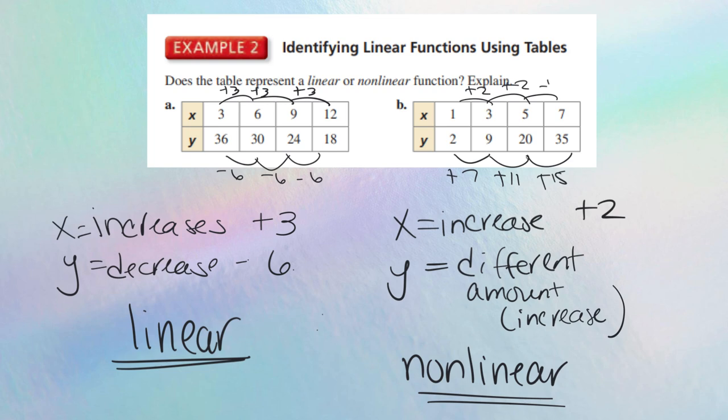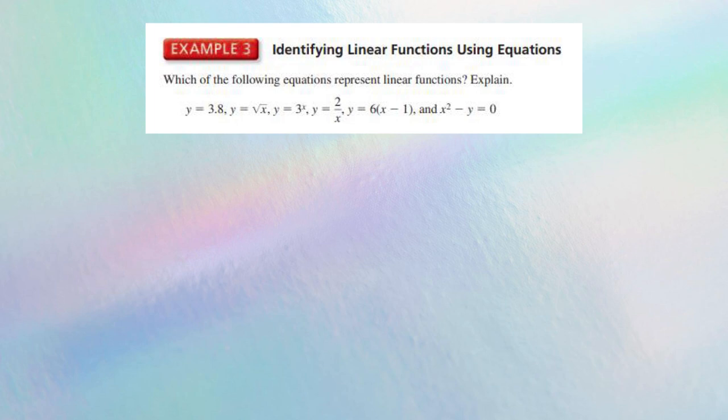Okay, we're ready to go. Remember, constant rate of change describes a quantity that changes by equal amounts over each interval. Let's go on to the next slide. Now we have using equations. So we've done graphs and tables, and now we're going to identify the linear function using an equation.